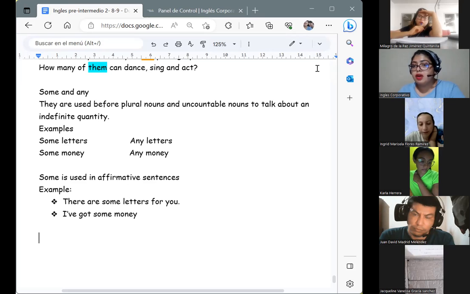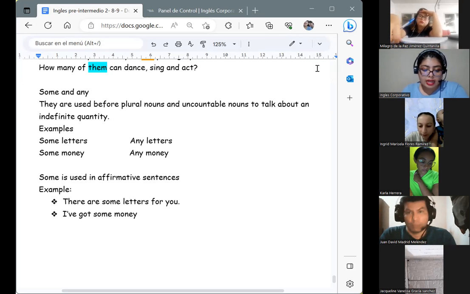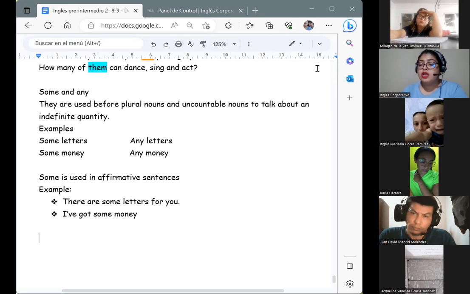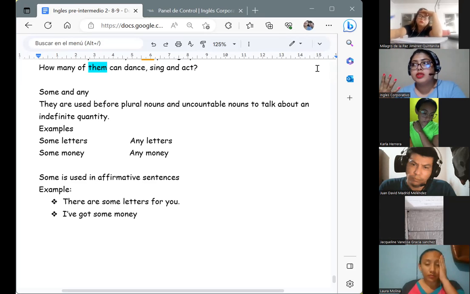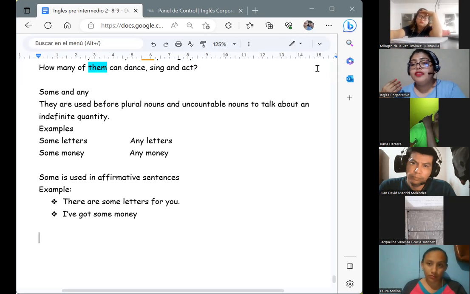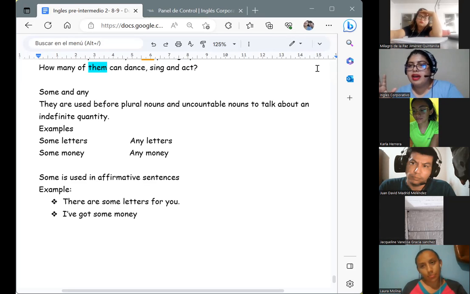Vamos a utilizar también some para alentar a las personas a decirnos que sí a la pregunta que estamos haciendo. En este caso, se va a aplicar a lo que son las peticiones y los ofrecimientos. Entonces, si nosotros queremos que la persona nos diga que sí a lo que estamos pidiendo o a lo que estamos ofreciendo, vamos a utilizar some en nuestra pregunta, que es como que le va a dar a entender a la persona que nosotros queremos una respuesta positiva.